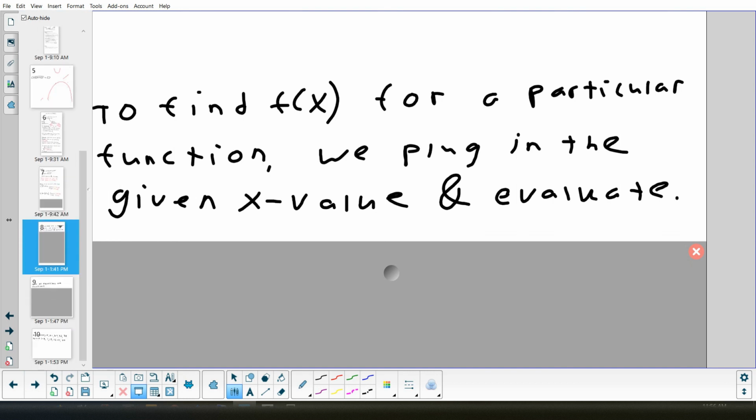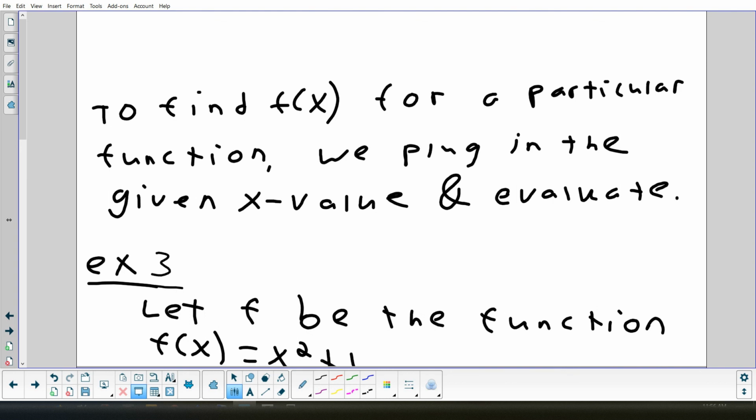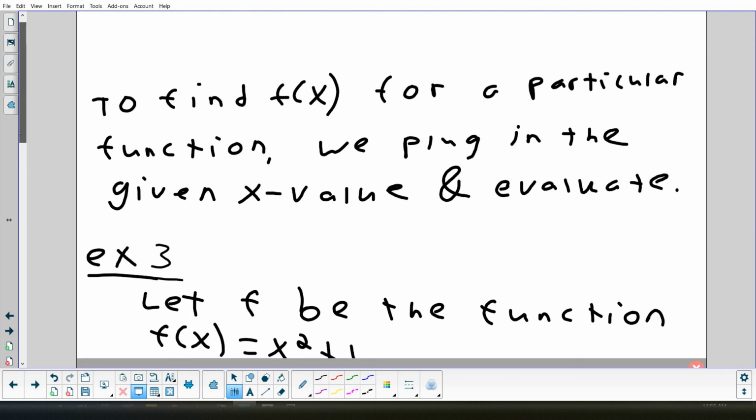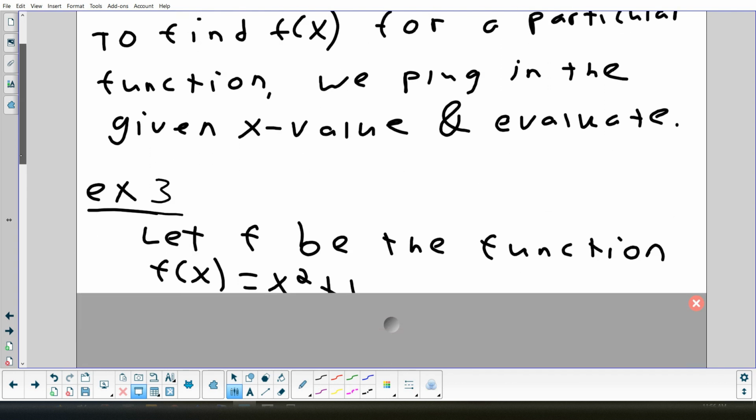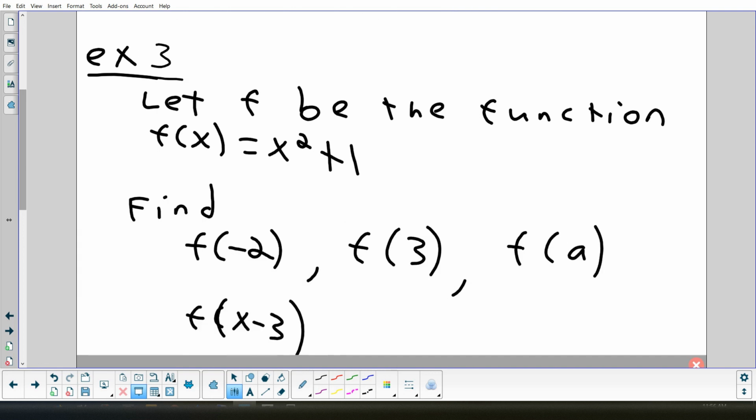It's math, number, and then it's the first option, option 1. Math, number, option 1. Evaluating. All right. So you don't really have to write that down. It just tells you to evaluate. You plug in the number. So let's try a couple of these.